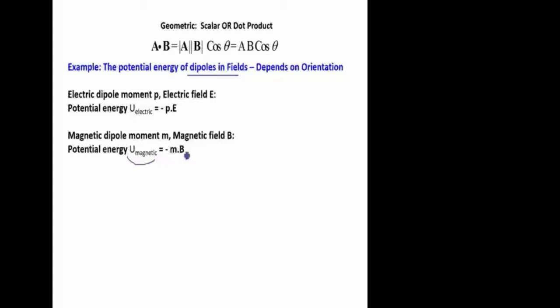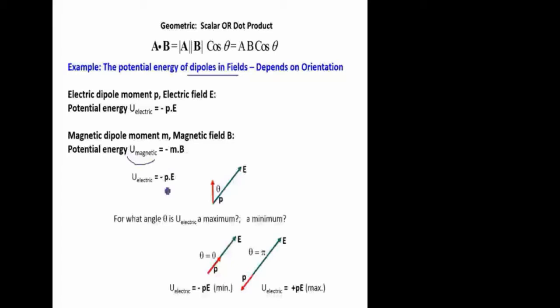with a minus sign. If you look at these vectors here, and let's just take the case of the electric dipole. So if you have this P here, this is the electric dipole moment, at an angle theta with the E field, then you might ask, well, what angle will give you the maximum potential energy, and which angle will give you a minimum? At theta equals 0, the electric potential energy is minus PE. When you have P opposite to E, you have the highest potential energy, which is plus PE.